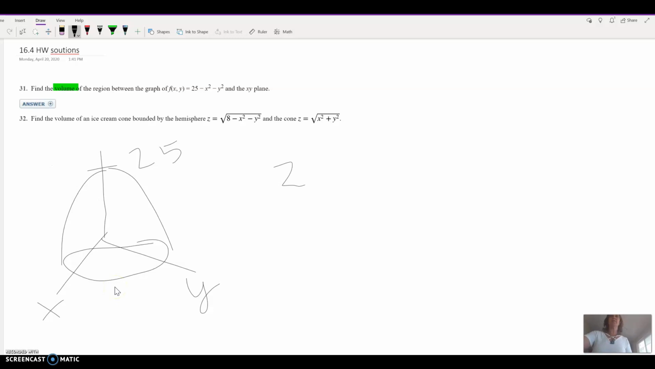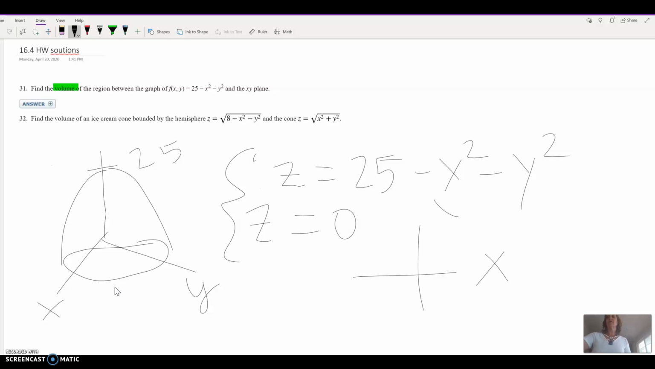So this is going to be the projection of this circle onto the xy plane. We have here z equals 25 minus x squared minus y squared. So this is my paraboloid, and the xy plane is z equals 0. If I substitute 0 in for z, I'm going to get my cross section in xy is this circle of radius 5. X squared plus y squared would have to equal 25. So that's my region R.